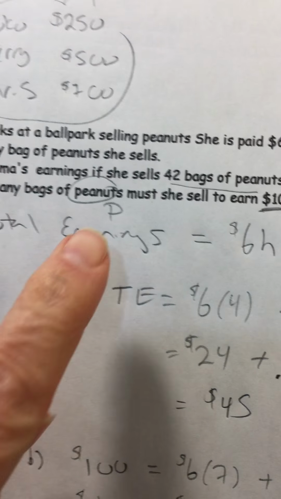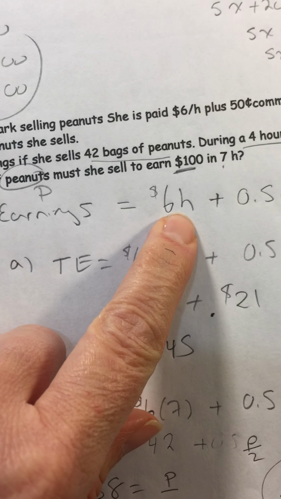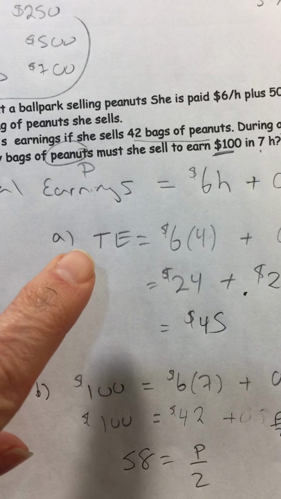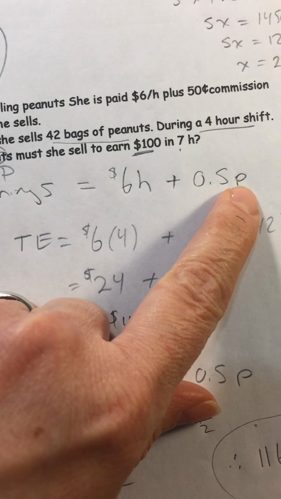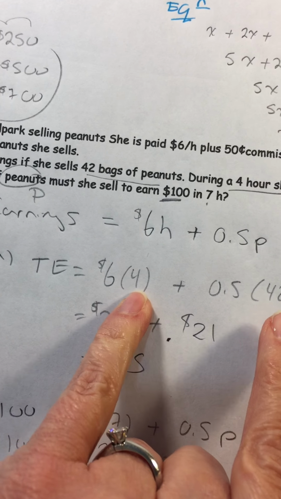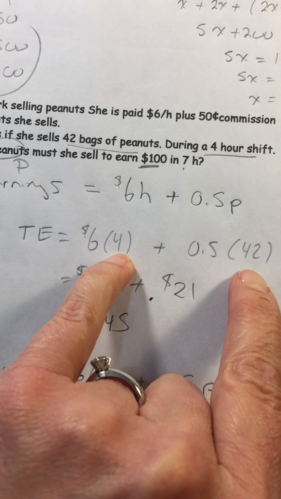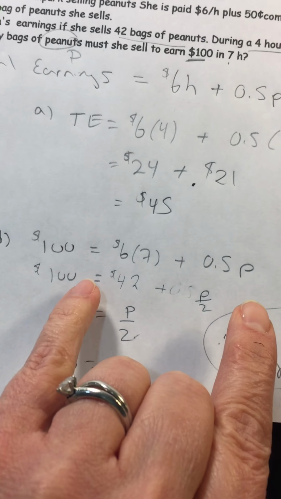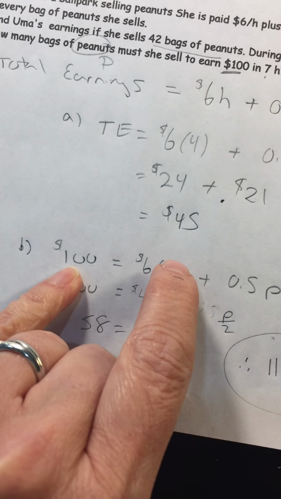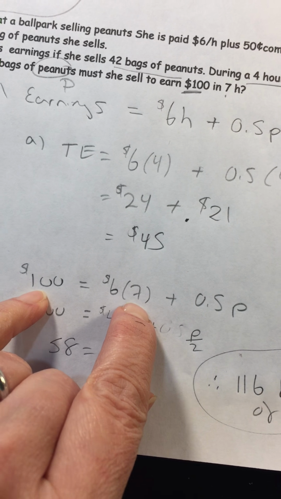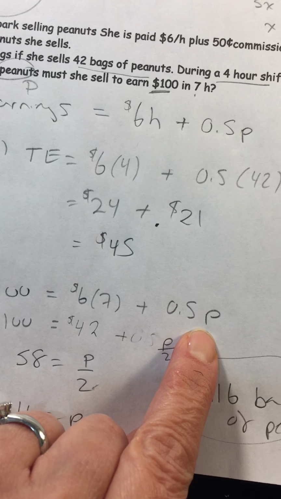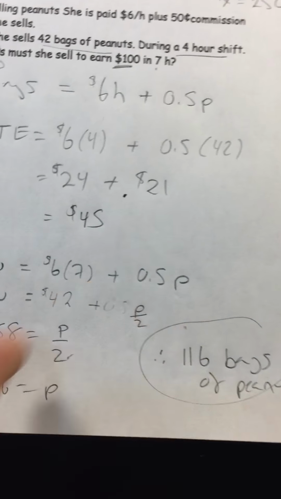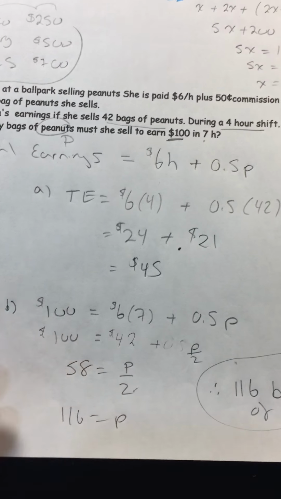So this formula, total earnings, is $6 an hour plus 50 cents per bag of peanuts. There's 3 things here: earnings, hours, and peanuts. If you are given 2 of them, let's say hours and peanuts, and plug them in, you can solve for the third unknown, which was total earnings. Similarly, down here, you were given total earnings, and you were also given hours, and plugging those in only leaves one variable left in this equation to figure out, and that was peanuts. And you can rearrange the equation for whatever variable you want to find.